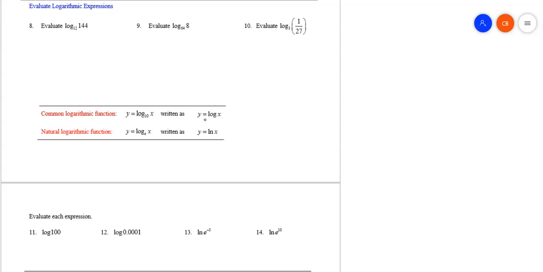For example, for number 8, we're evaluating this expression, log base 12 of 144. Now, thinking about the context of what a logarithm means, it's asking this question: 12 raised to which power is 144? We're evaluating it, we're trying to find x, in other words. We're saying this thing is equal to x. If we can find out what x is, then we've evaluated it. We've found the answer for this question.